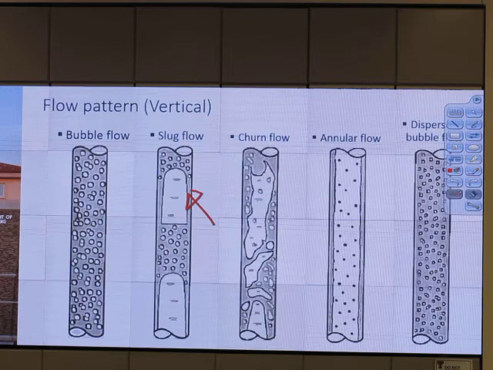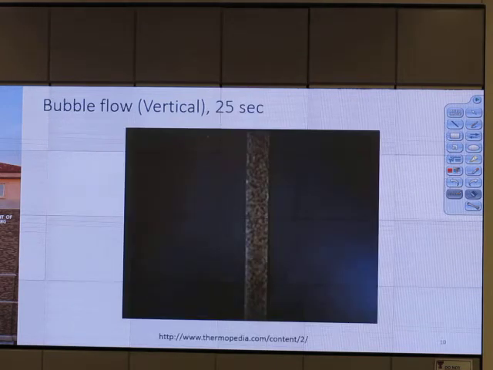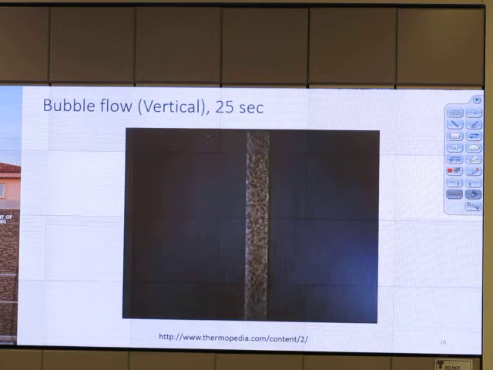Okay? We don't have elongated bubble flow here. Do we have elongated bubble flow? Inverted. They don't observe it and define it as a flow pattern for vertical flow. They may lump it together.